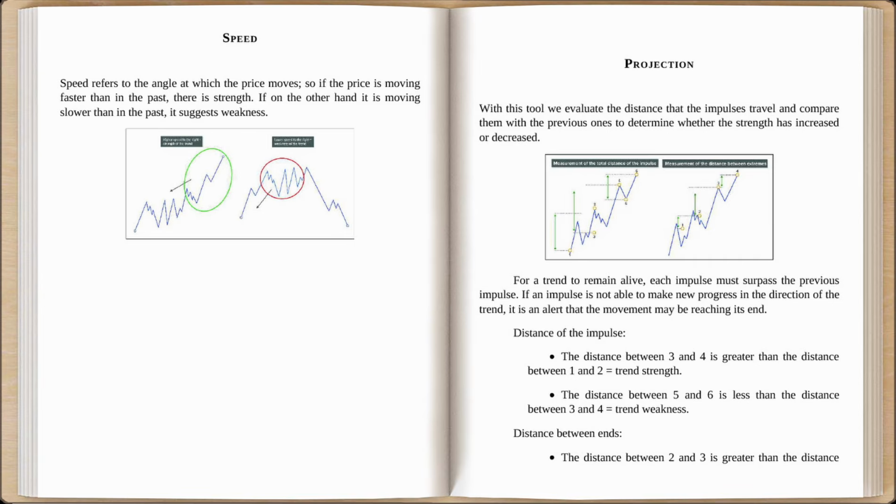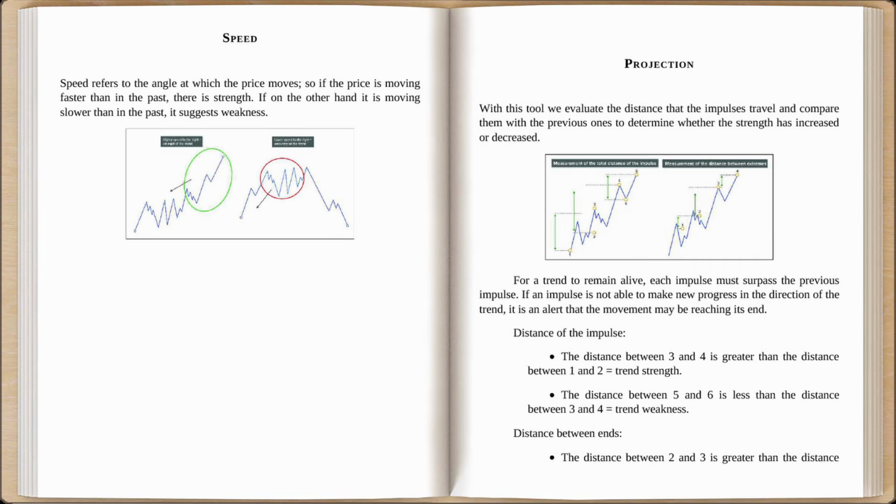Projection. With this tool, we evaluate the distance that the impulses travel and compare them with the previous ones to determine whether the strength has increased or decreased. For a trend to remain alive, each impulse must surpass the previous impulse. If an impulse is not able to make new progress in the direction of the trend, it is an alert that the movement may be reaching its end.